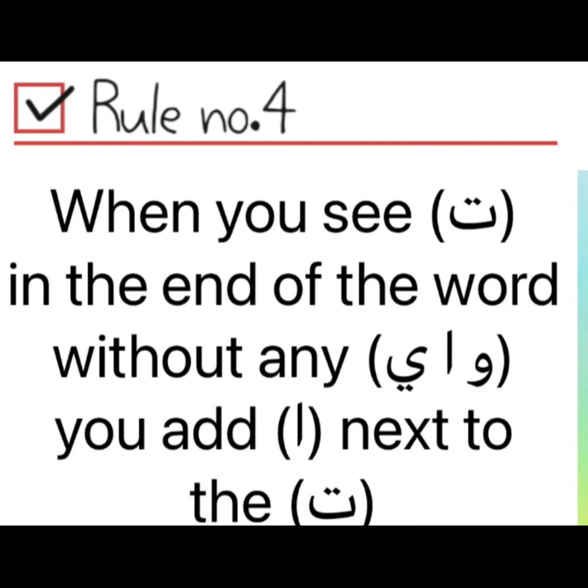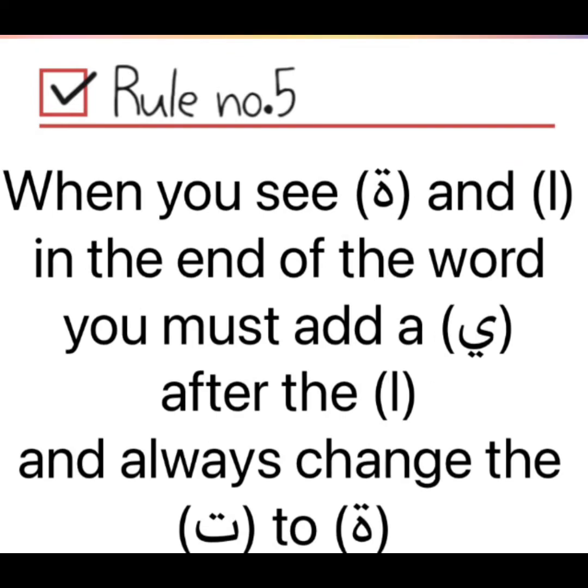Rule number 5. When you see ta مربوطة and the mad alif in the end of the word, you must add ya after the mad alif and always change the ta مربوطة to ta مفتوحة. In plural, you cannot see a ta مربوطة.